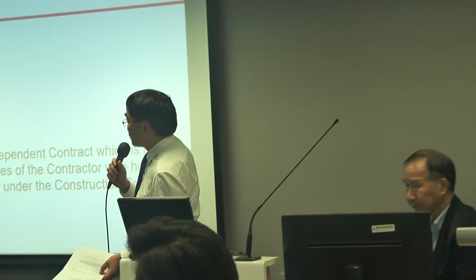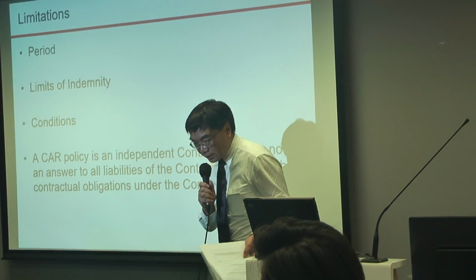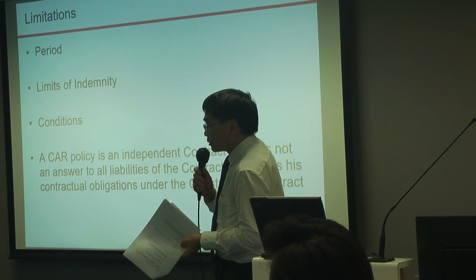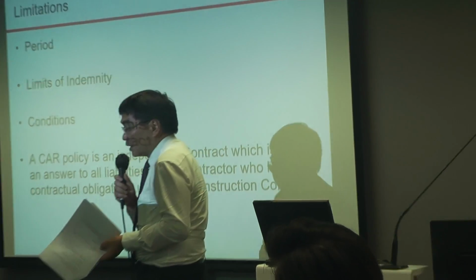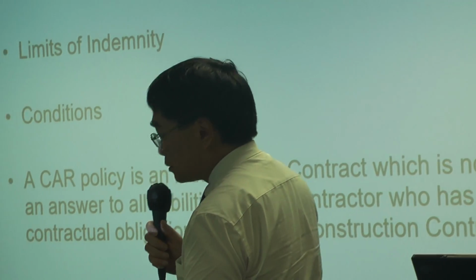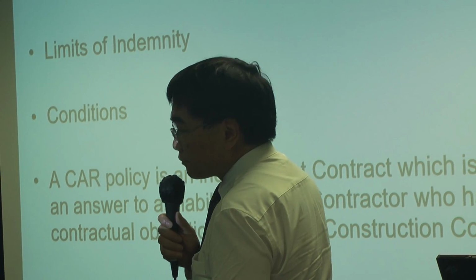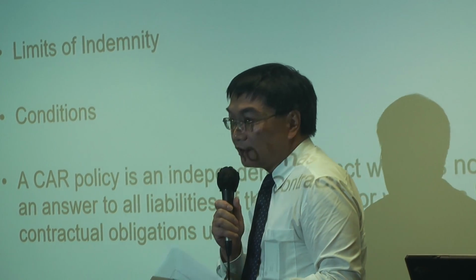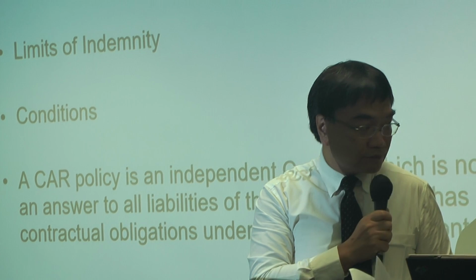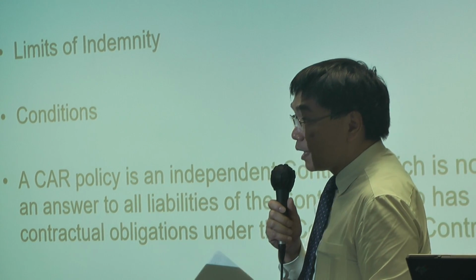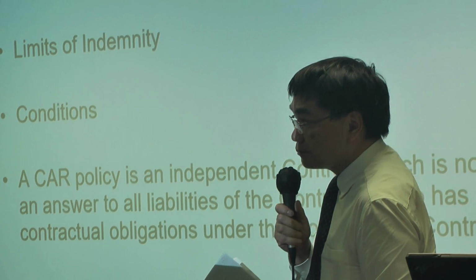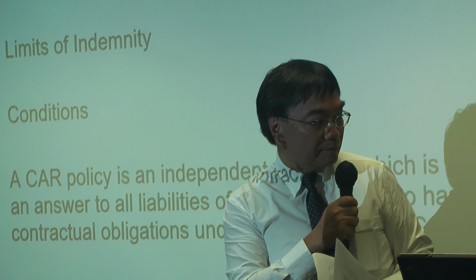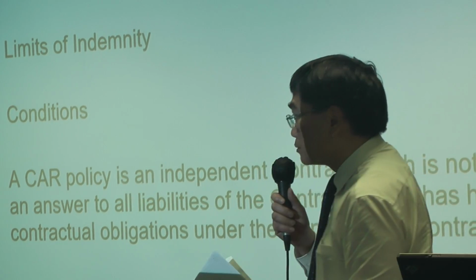Apart from the contract period, there usually is a defect liability period. Normally after the contract period, there's a 1 year or 12 months DLP to be covered under the policy period. And the other is the limits of indemnity. The limits of indemnity, again, are normally stipulated under the contract. Nowadays it's usual to have a third-party liability limit under the CAR policy of 50 million Hong Kong dollars.